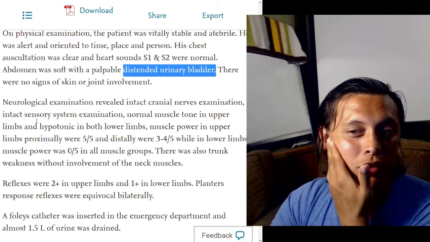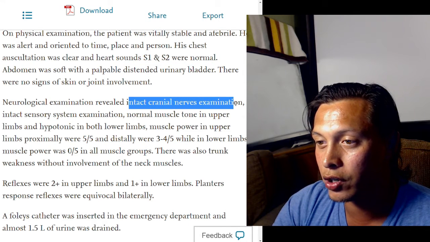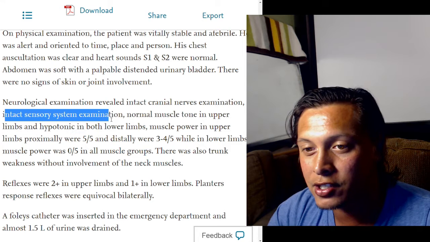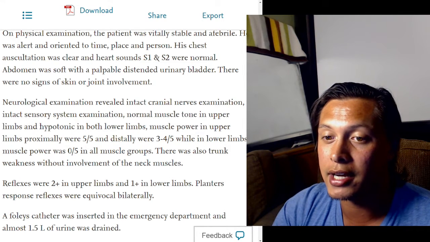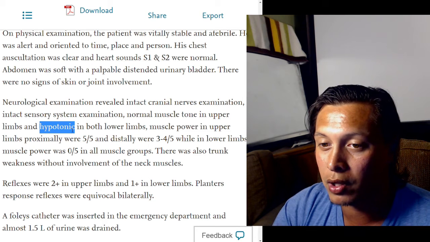Anyways, a neurological examination revealed intact cranial nerve examination, intact sensory system examination, normal muscle tone in upper limbs, and hypotonic in both lower limbs.